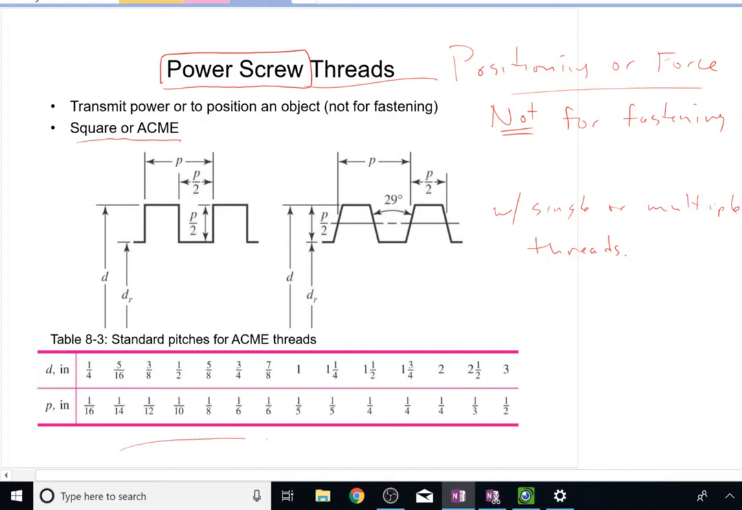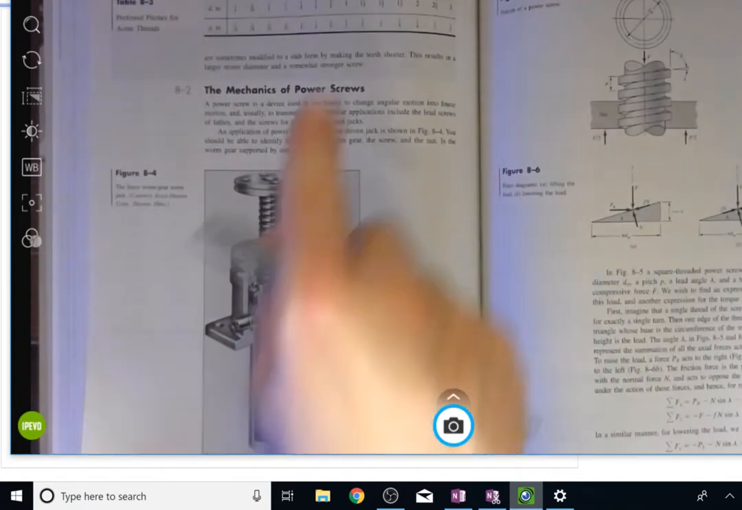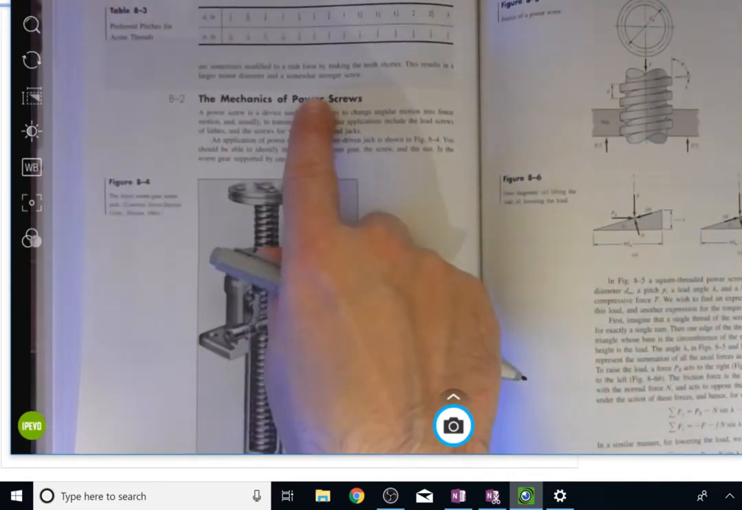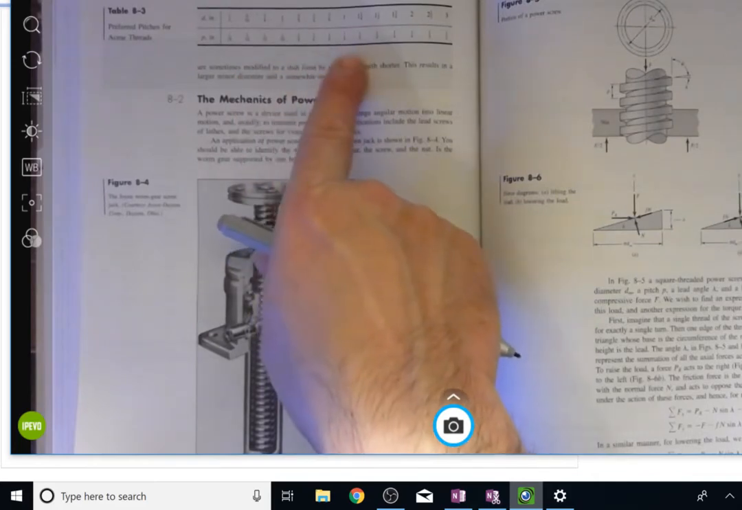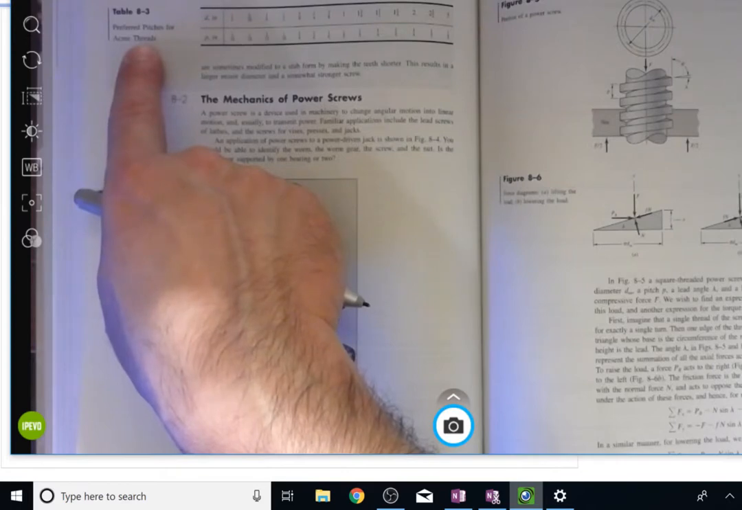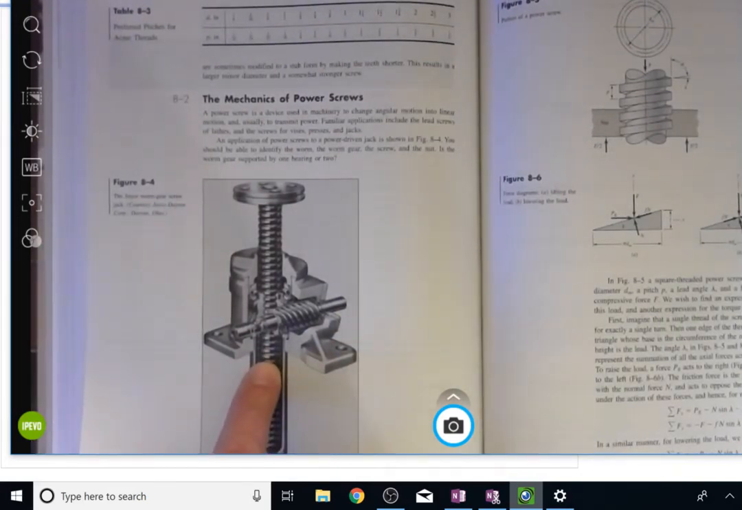And here's a really important table. In my opinion, it's kind of hidden. I'm going to go back to the presenter view here and turn the page. Right up here, standard sizes. There we go. Right here, table 8.3. The actual table says preferred pitches for Acme threads, but these are some standard sizes for power screws. Here's a picture of what a power screw might look like.